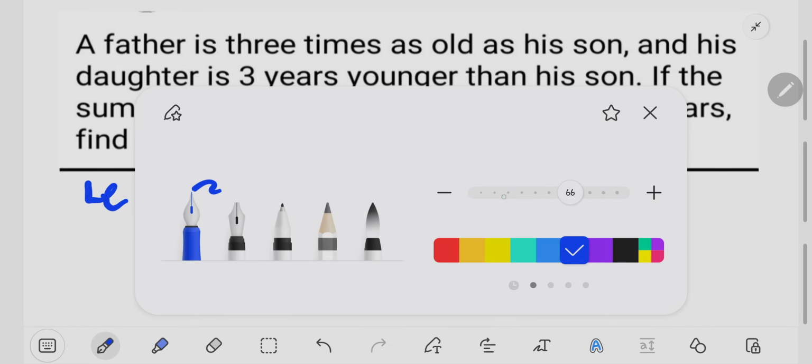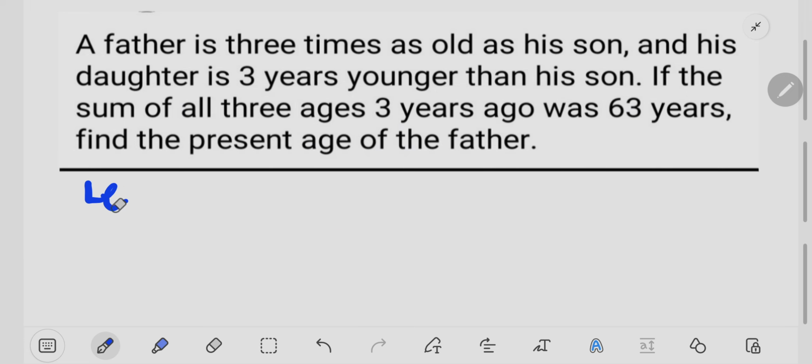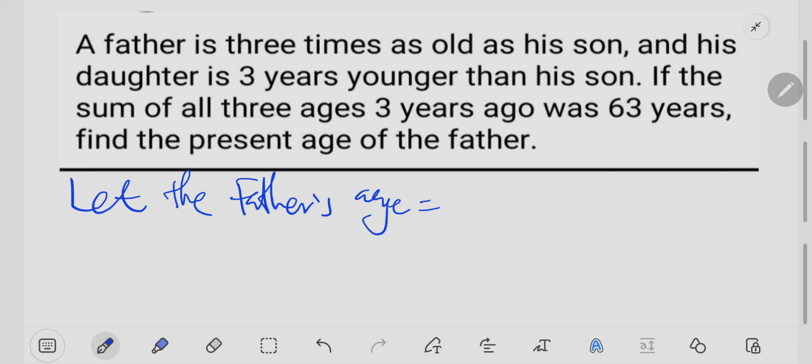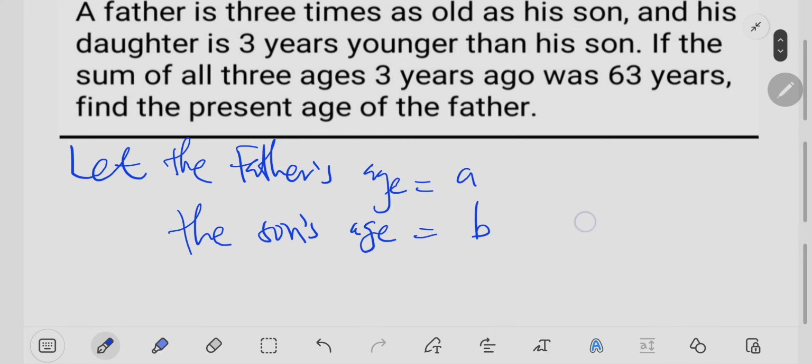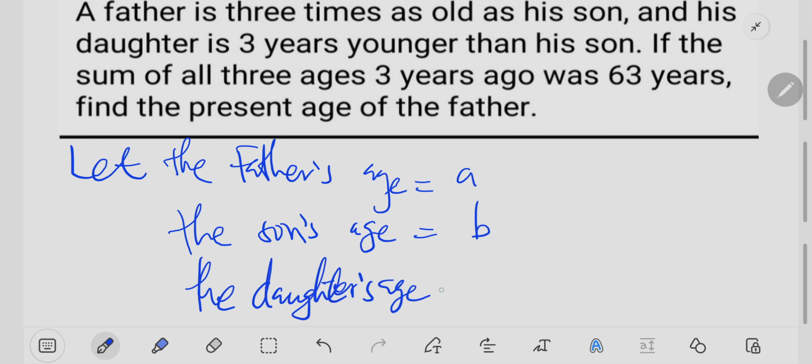We're going to represent the age of the father with, let's say, A. The son's age equals, let's say, B. And there is another person, which is a daughter, so let the daughter's age equal C. Okay, now we go back to the question.